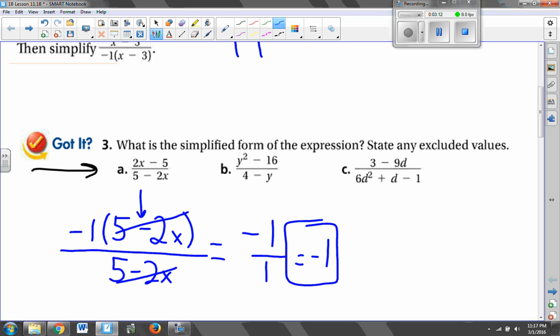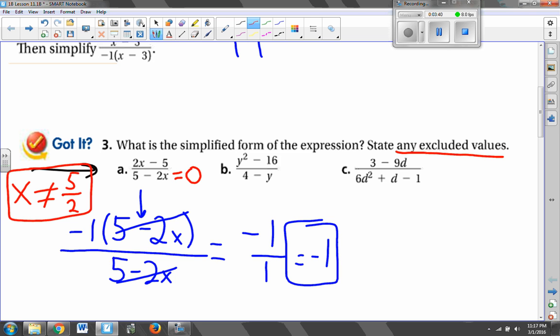Now, please remember from yesterday, we do still have to include any excluded values. There are certain values that do not work in this particular function, and we find those by setting the bottom equal to 0 and solving. What we would find is that x cannot be equal to 5 over 2, which is 2.5. So for our answer in letter A, we would say the simplified version is negative 1, but x cannot equal 5 over 2.